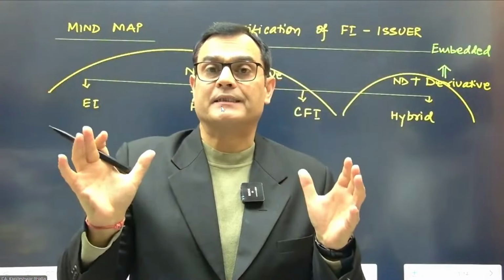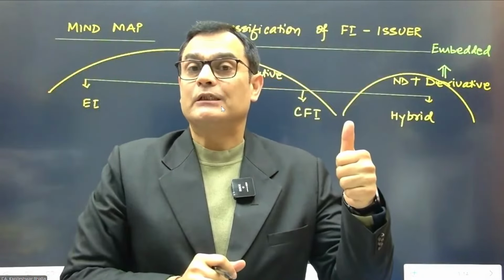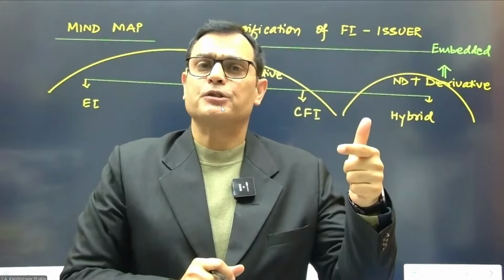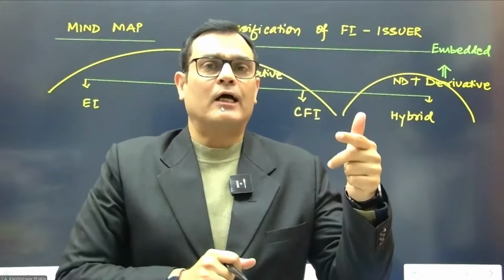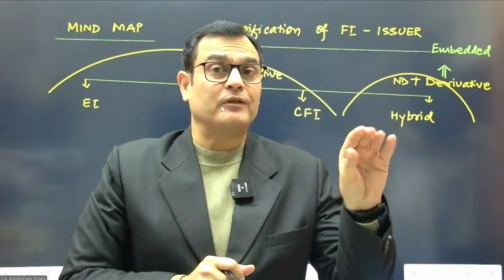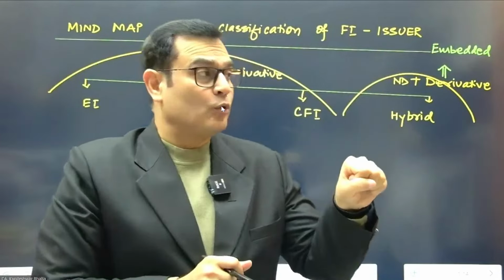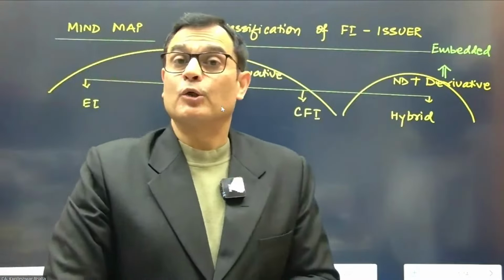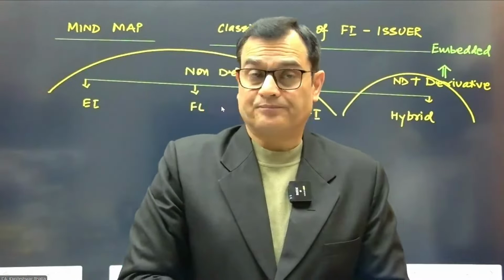Four broad categories. It's either an equity instrument, or it is supposed to be, you can say, a non-derivative financial liability, or you can say it is compound, which has got both debt and equity elements, or there is a derivative embedded in the instrument. So it's called a non-derivative as well as a derivative.